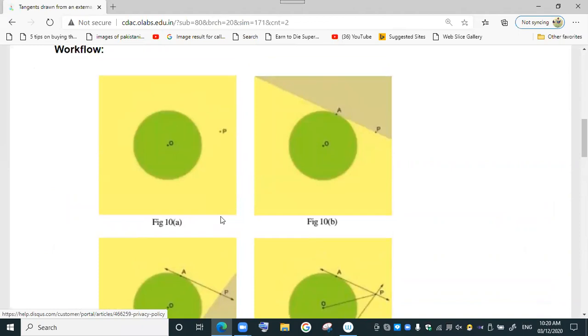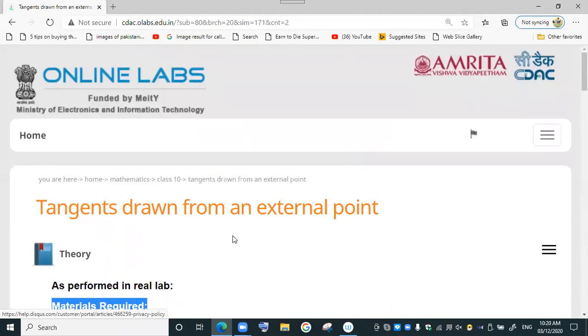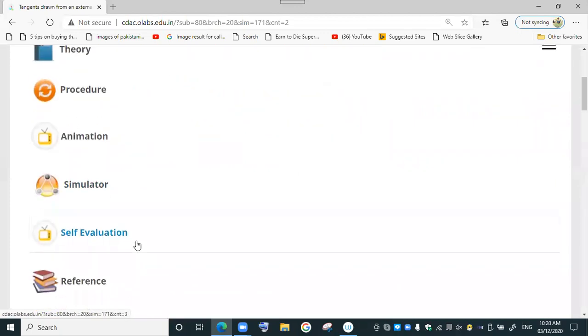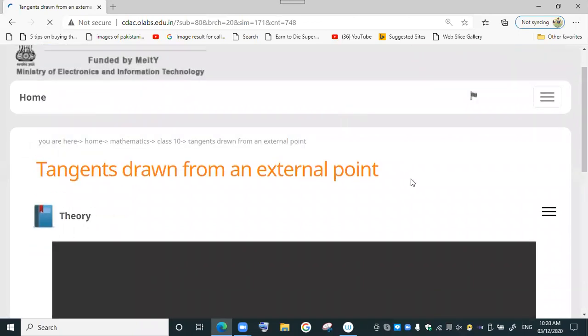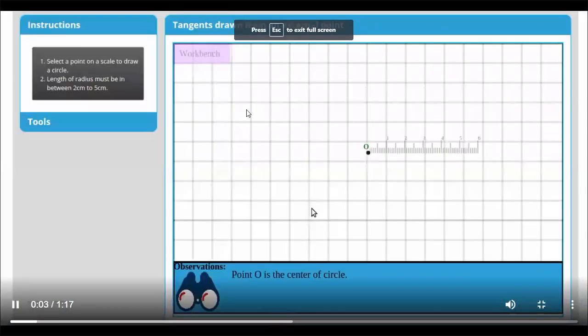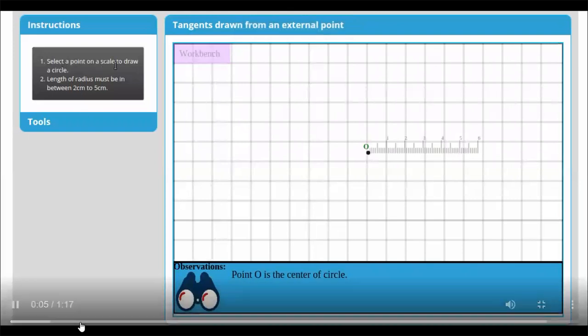Okay, got it. Now we move to the next point. Animation. Through animation, the same thing will be described. Tangent drawn from an external point, objective.